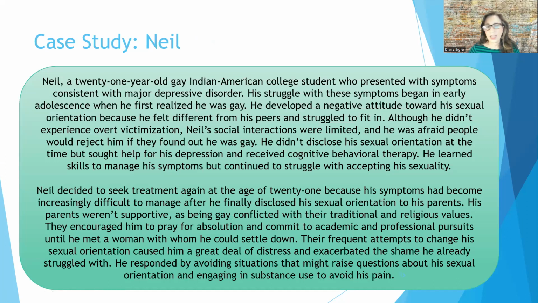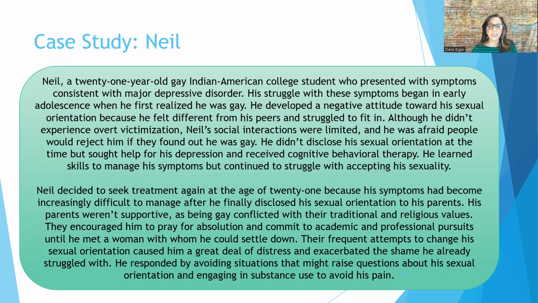So what I'm going to do here in our last few minutes is leave you with a case study of Neil that we are going to open up part 2 of this presentation with. Neil is a 21-year-old gay Indian American college student who presented with symptoms consistent with major depressive disorder. His struggle with these symptoms began in early adolescence when he first realized he was gay. He developed a negative attitude toward his sexual orientation because he felt different from his peers and struggled to fit in. Although he didn't experience overt victimization, Neil's social interactions were limited, and he was afraid people would reject him if they found out he was gay.